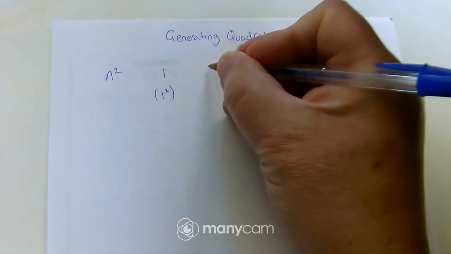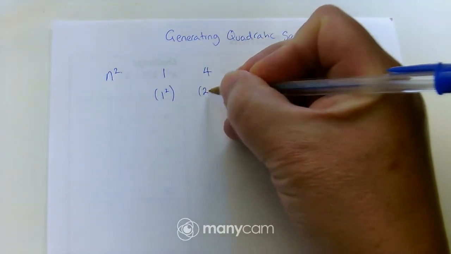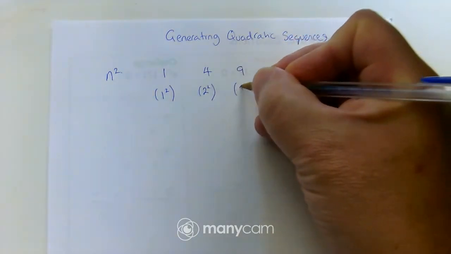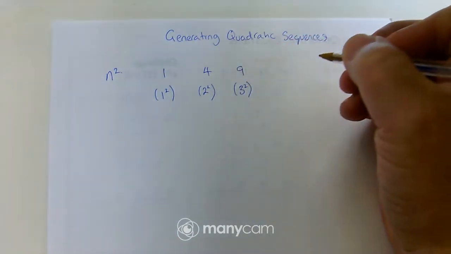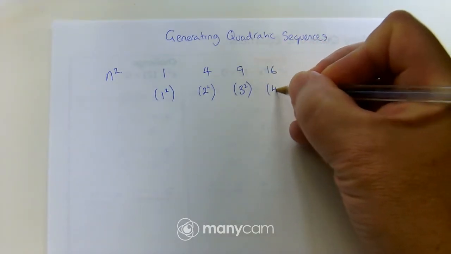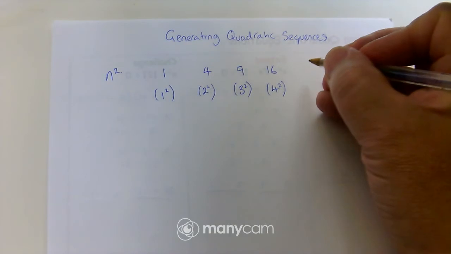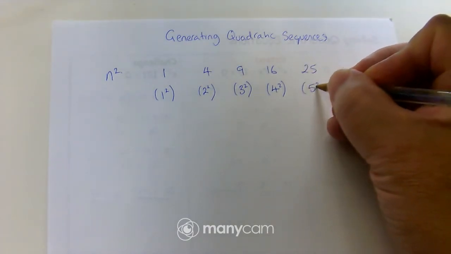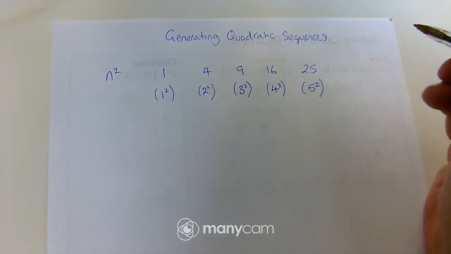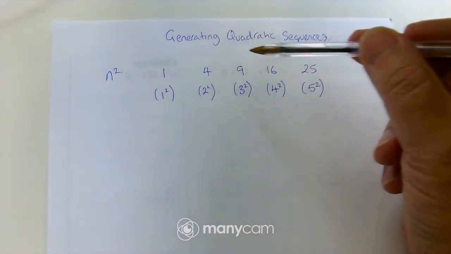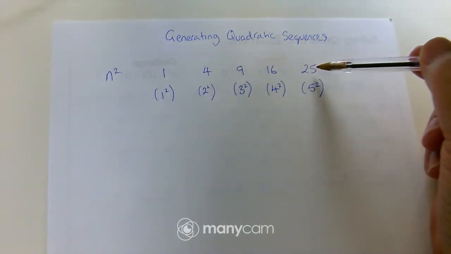2 squared, which is 4, 3 squared, which is 9, 4 squared, which is 16, and 5 squared, which is 25. So the first 5 terms in the n squared sequence are 1, 4, 9, 16 and 25.